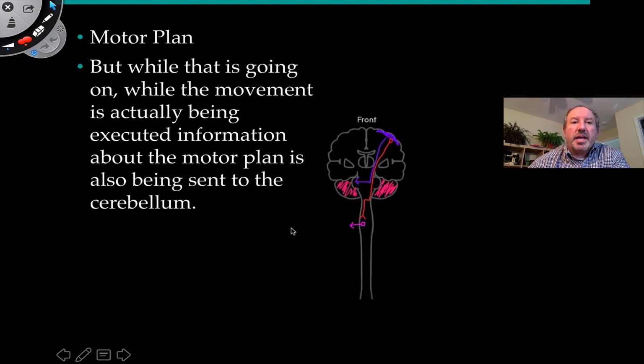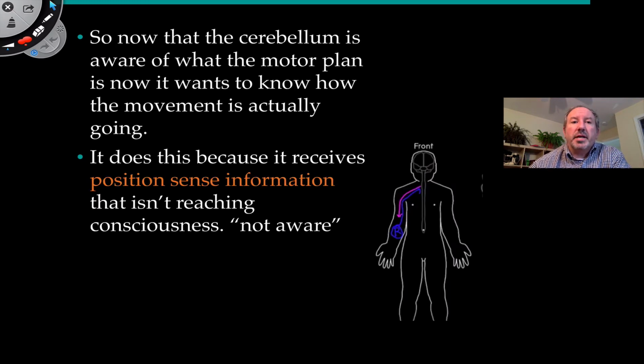But what's then happening while that's going on, while that nerve impulse is causing the arm to move, check this out. There's also nerve impulses that are traveling down and that are reaching the cerebellum simultaneously. So do you see here in purple, it's going and it's communicating with the cerebellum. Now, what's that all about? Well, the cerebellum needs to know what the plan is. So now that the cerebellum is aware of the plan, it needs to know actually what's going on.